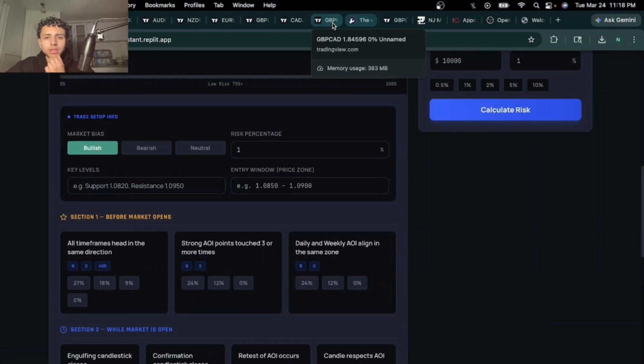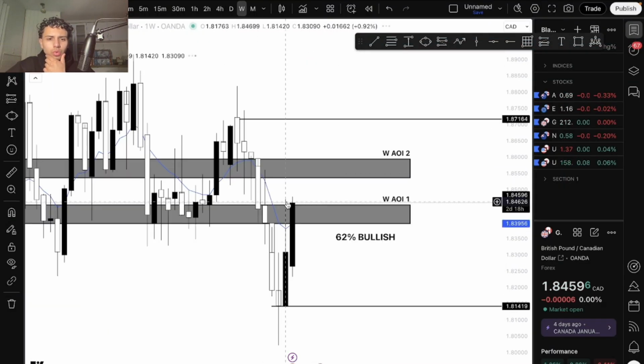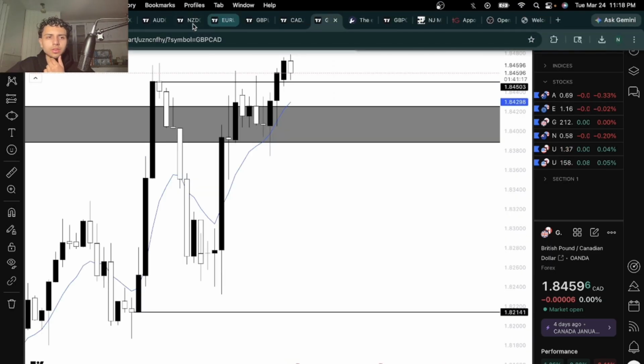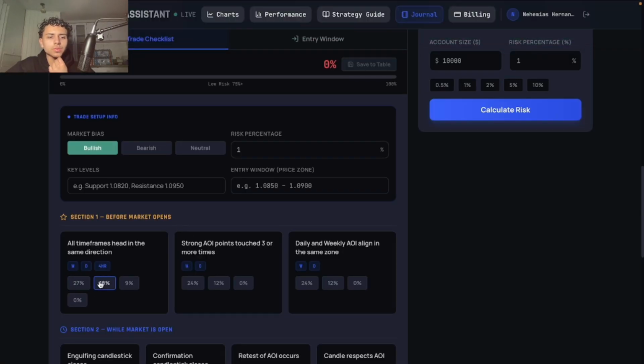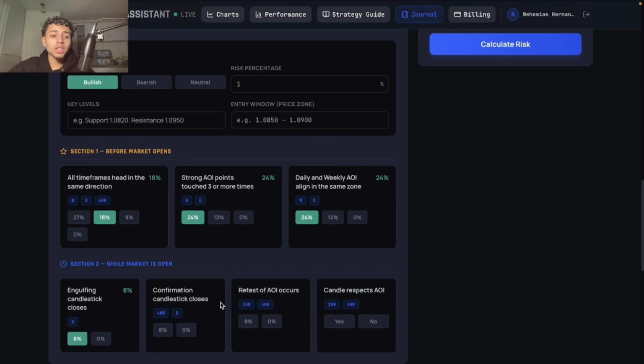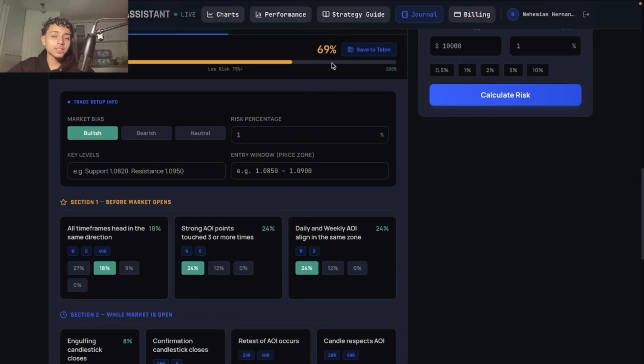So first of all, I've got to see GBP CAD. The weekly was bearish. The daily and the 4-hour were bullish. Okay, good. So let's go over here. This one is 18%. This one, a strong area of interest with points touched 3 or more times, did happen, and the daily and weekly areas of interest align in the same zone. This is why it was 62%. Now, the engulfing candlestick did close, making this 69% now.